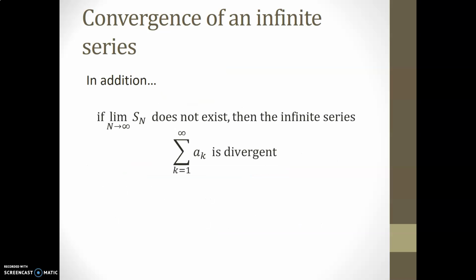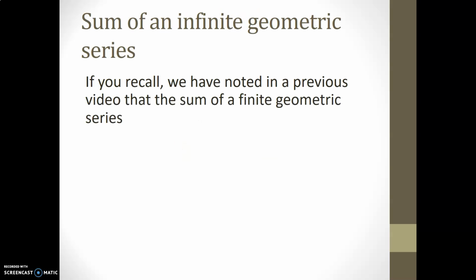In addition, if the limit of the partial sums does not exist, so for example, if it becomes unbounded or infinite, then the infinite series itself is called divergent, so it has no sum.